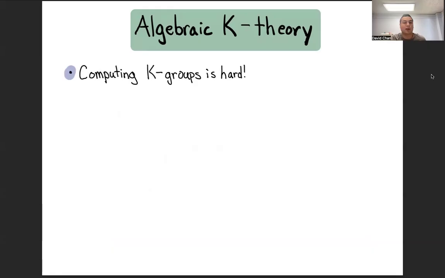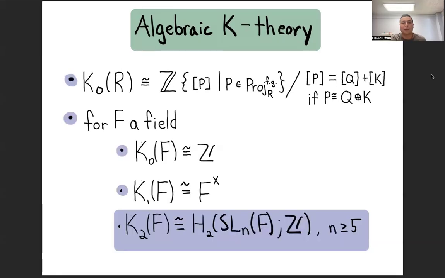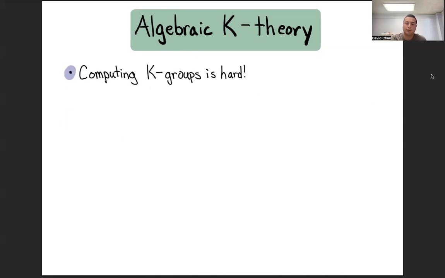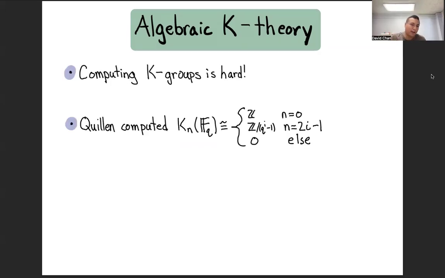So computing K groups is hard, right? The first one I know how to do. The second one, for most fields, sure. But for the next ones, it gets a lot more complicated, and the difficulty is getting a lot harder, a lot faster. So Quillen computed the K groups of the finite fields. Here F_q is the field with q elements, so q is some prime power. And Quillen computed all of these.